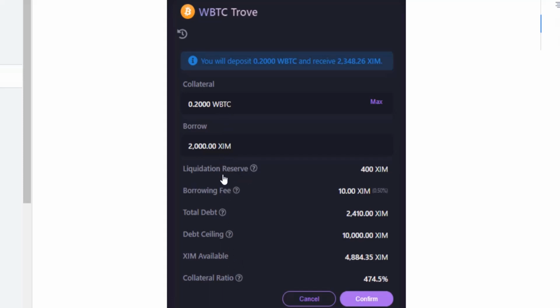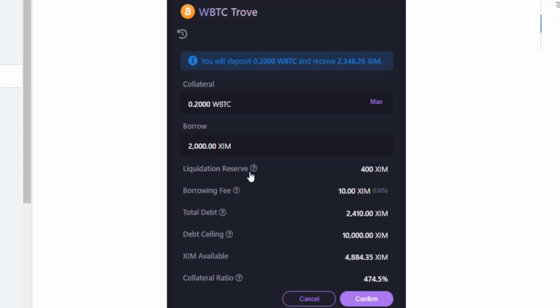So the first one that's interesting here is liquidation reserve. So they're going to charge you $400 US on top of whatever you borrow. So if I borrow $2,000, my debt will be $2,400 US, okay? As you can see, it's 2,410, right? But I'll get into the 10 in a second. Now, what is this $400? Why are they charging me $400 to borrow $2,000?